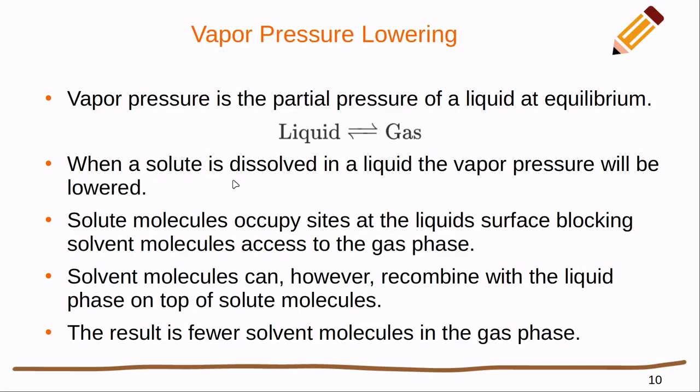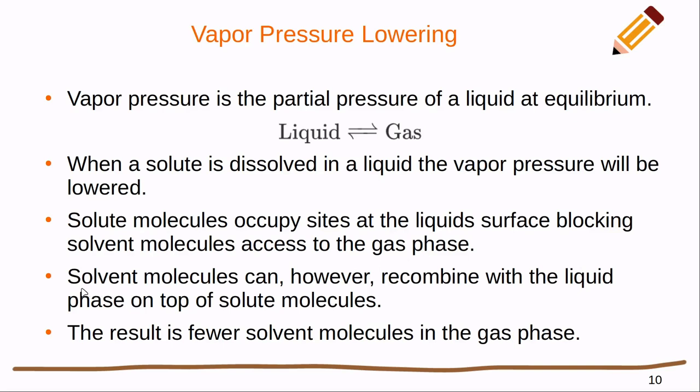When a solute is dissolved in a liquid, the vapor pressure will be lowered. The reason for this is because the solute molecules are occupying sites at the liquid surface, blocking the solvent molecules' access to the gas phase. So you could just imagine that these solutes are on the top of a liquid, and they're not letting the solvent molecules escape anymore.